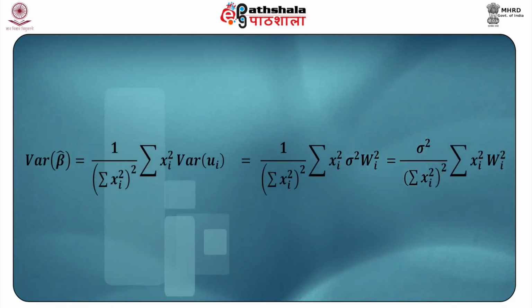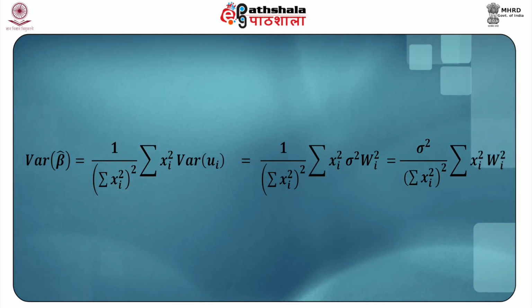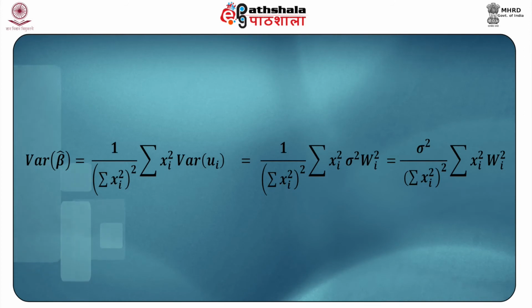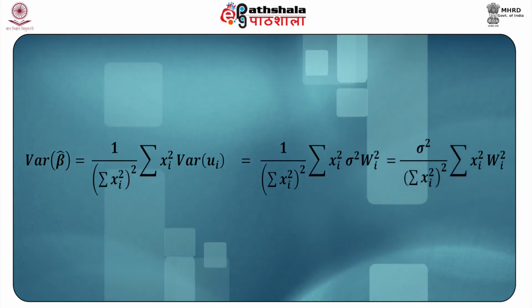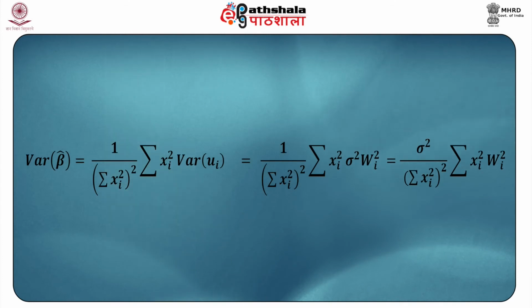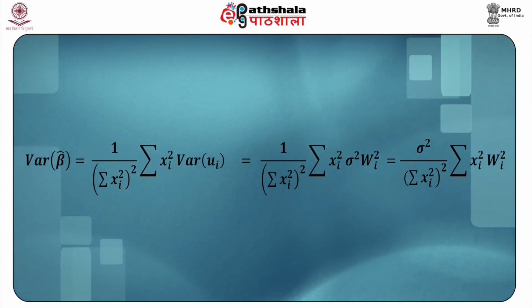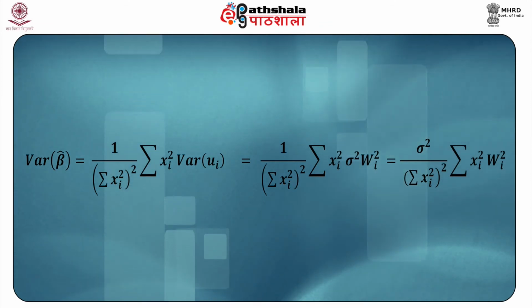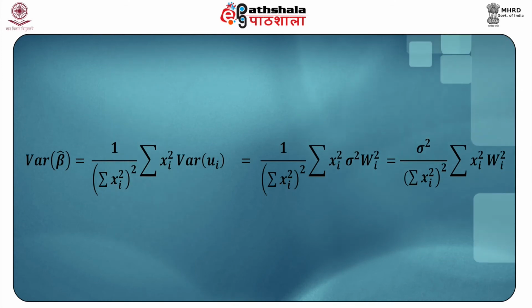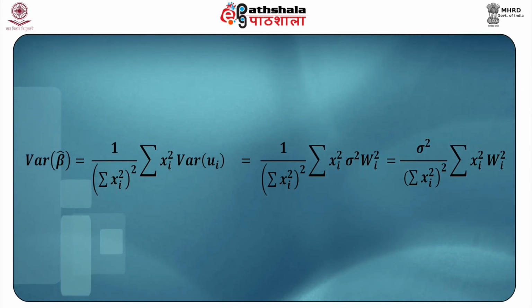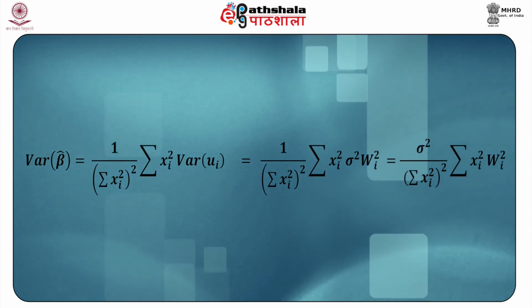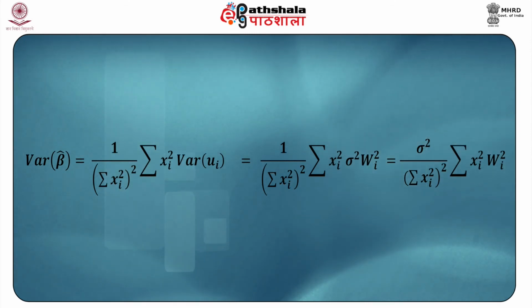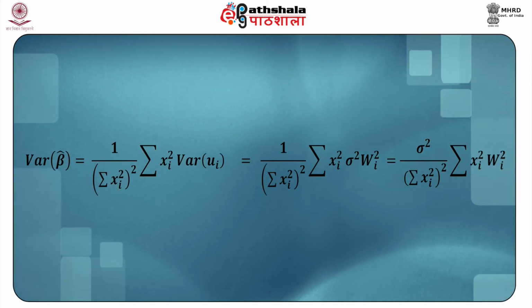From equation 14, we can write the variance of beta hat as 1 upon sigma xi square whole square into sigma xi square into variance of mu i, which is equal to 1 upon sigma xi square whole square into sigma xi square sigma square wi square. Now this is equal to sigma square upon sigma xi square whole square into sigma xi square wi square. This formula takes heteroscedasticity explicitly into account.